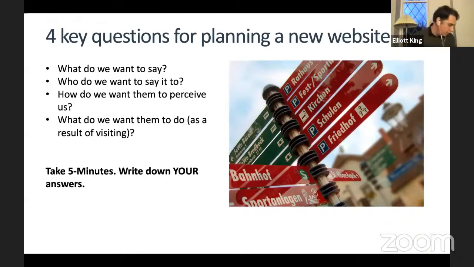And if you ever find yourself writing a website brief for a website designer, developer, agency, whoever it is, writing down the answers to these 4 questions will take you a long way towards starting off a good brief.